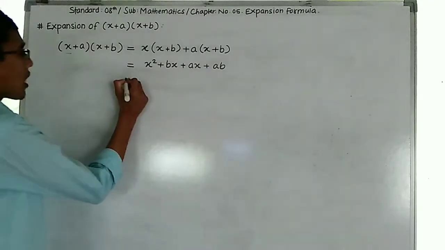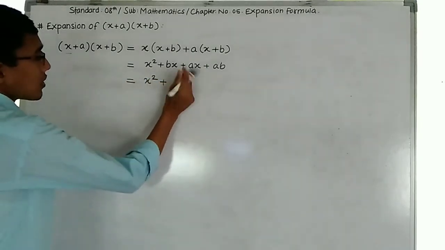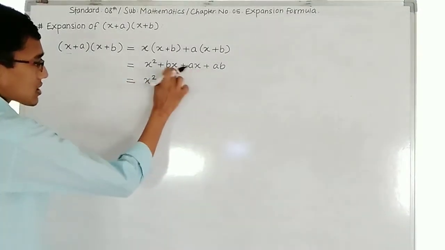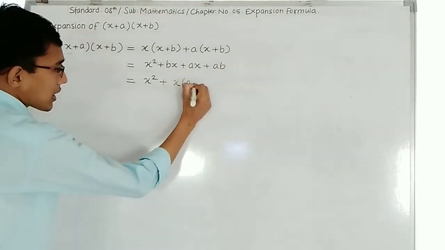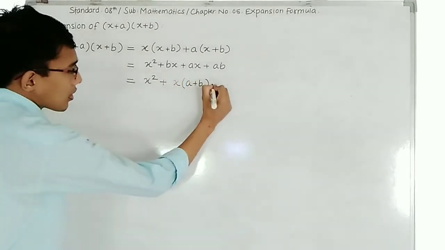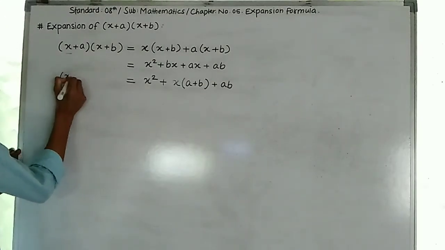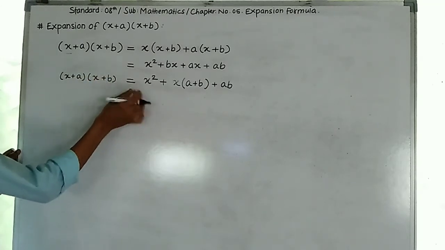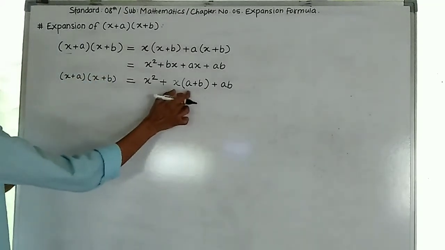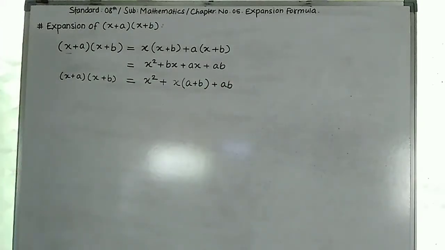Now x² as it is, plus, in these two terms bx and ax, x is the common term, so I will take it out: x, and inside the bracket a + b, and + ab as it is. So what is the expansion of (x + a)(x + b)? It is equal to x² + x(a + b) + ab. This is the expansion of this binomial.